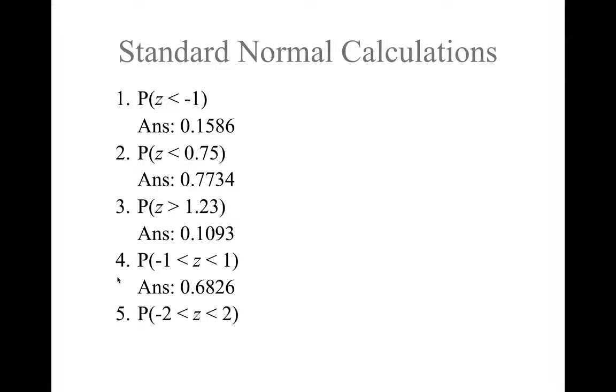Find the probability that z is between -2 and 2. We should know what our answer is going to be approximately equal to by the empirical rule. The empirical rule says about 95%. All right, we want to calculate the probability using the table.